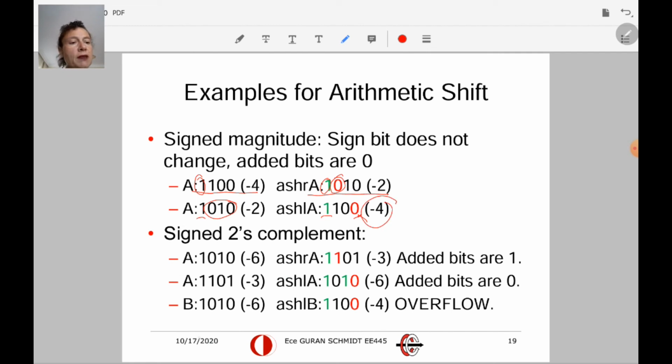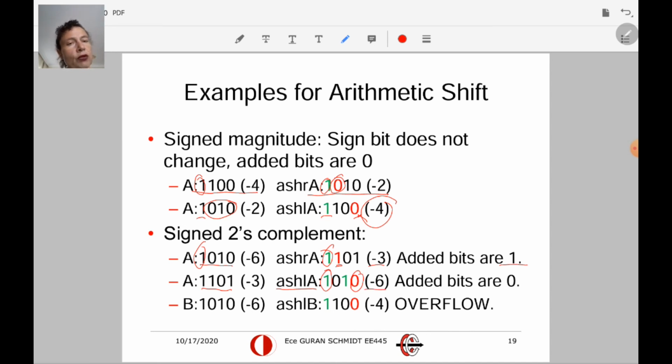For 2's complement, arithmetic shift right, we are inserting 1. The number is -6. We are doing arithmetic shift right, keep the sign bit the same, and insert a 1, and this reads as -3. Now we take the same -3, and then we do arithmetic shift left, keep the sign bit the same, we add a 0, and now we get the initial number, which is -6.